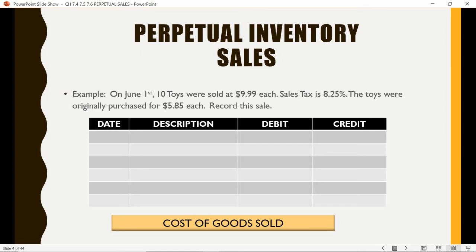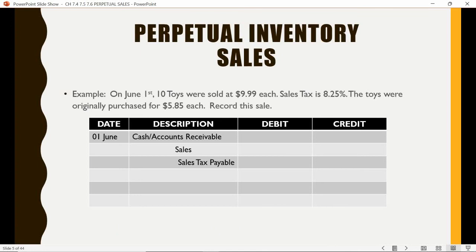Our first journal entry is going to be, let me record the sales. And then I'm going to record how much it cost me to get rid of that item, okay? So here's the first part. We're going to record my sales, however you received it, whether it's cash or accounts receivable. We're going to have the sales and the sales tax. So in this case, I sold 10 toys at $9.99. So that gave me $99.90.